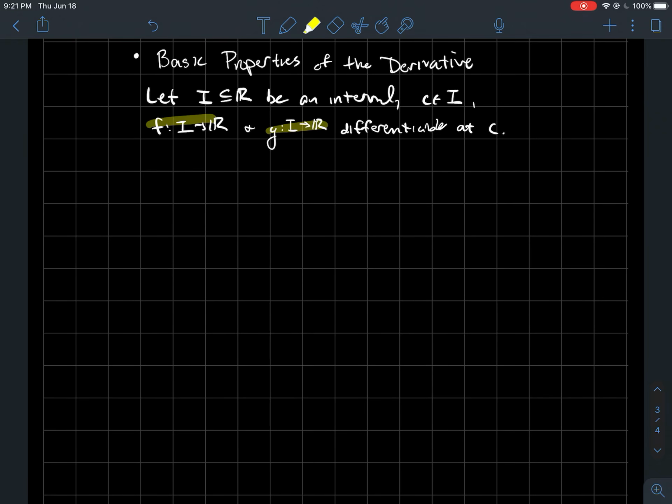It looks like a y. That's a g, I promise. And let's say both these functions have the domain, that's this interval I, and let's say both of these are differentiable at c. So what does that mean? That means that f prime and g prime make sense to talk about at the value c.